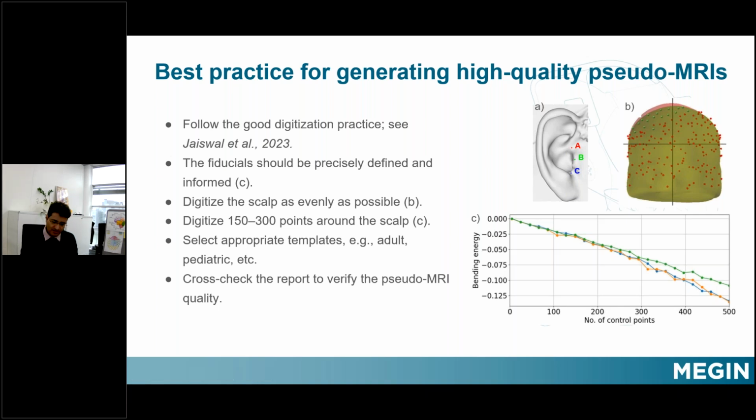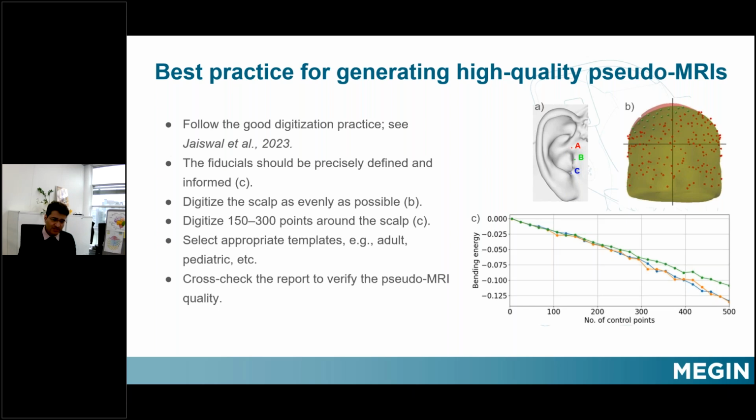So we'll be doing validation on a larger data set, and we'll come to a better conclusion in the future. Then what is the best practice of generating? There are certain rules you have to follow for generating a good quality or high quality pseudo MRI.